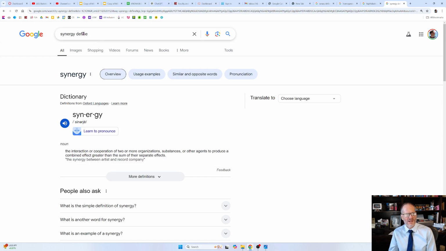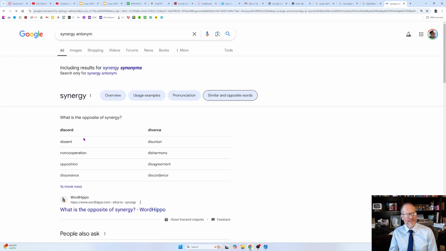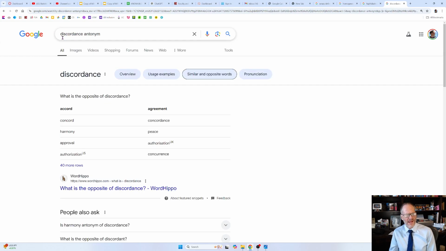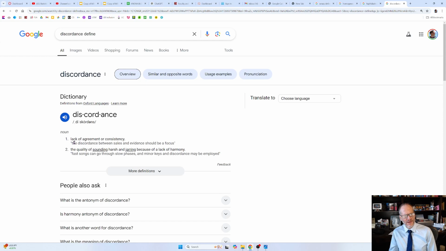Synergy, antonym. Isn't that how you spell antonym? There you go. Synergy: dissent, disunion, non-cooperation, opposition, dissonance, discord. I'd say discord maybe, discordance. Let's go with discordance, where two things come together and they have a negative effect. Lack of agreement or consistency, the quality of sounding harsh, jarring. I don't know, that's not quite it either.